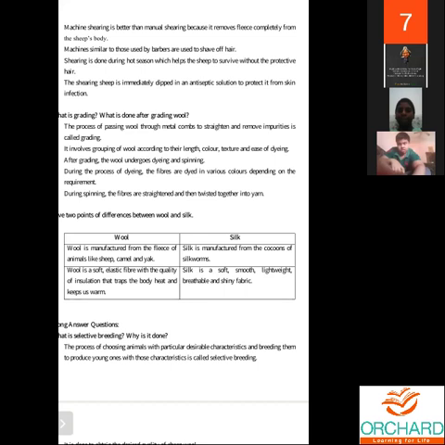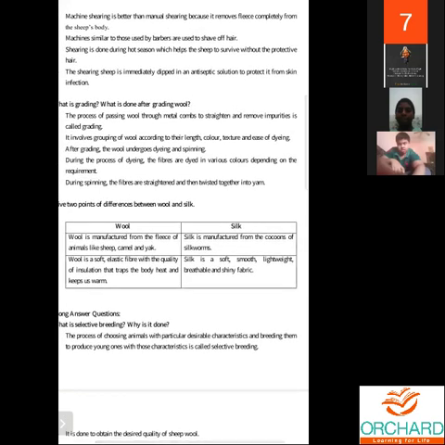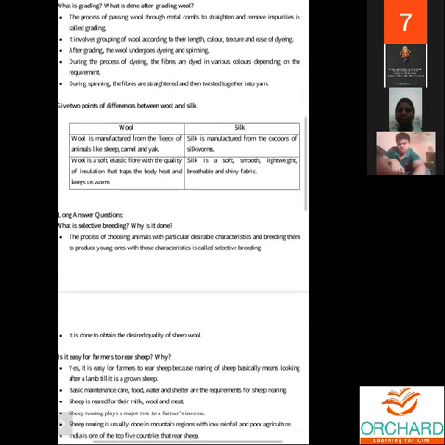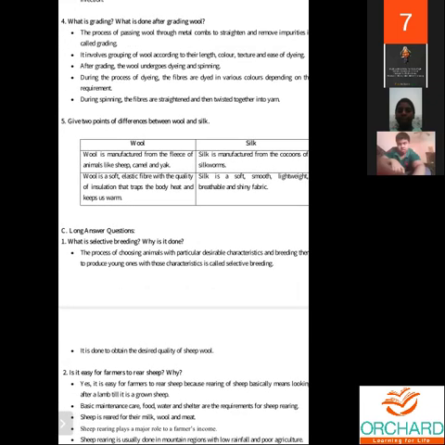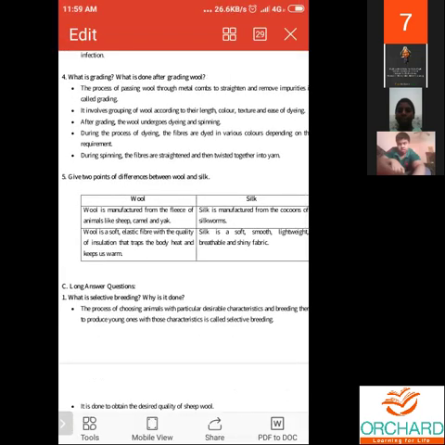Machine shearing is better than manual shearing because it saves time and will not hurt the animal. So this is easier compared to manual shearing. What is grading? What is done after grading wool?